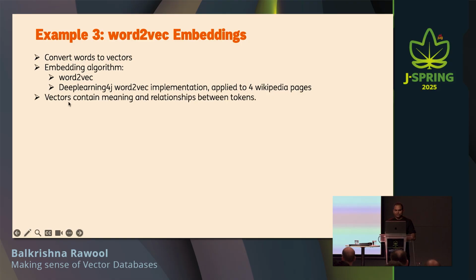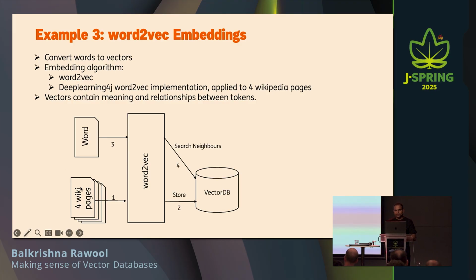And we'll see that the resulting vectors contain meaning, but also relationship between tokens. So what we'll do here is that we'll take 4 Wikipedia pages. The 4 pages that I have selected from Wikipedia are man, woman, king, and queen. And we'll see why I have selected those 4 pages. Those 4 pages are passed through this word-to-vec embedding algorithm, and that gives us a lot of vectors.